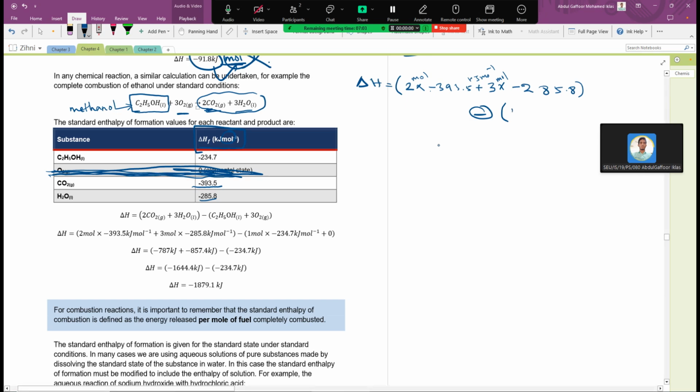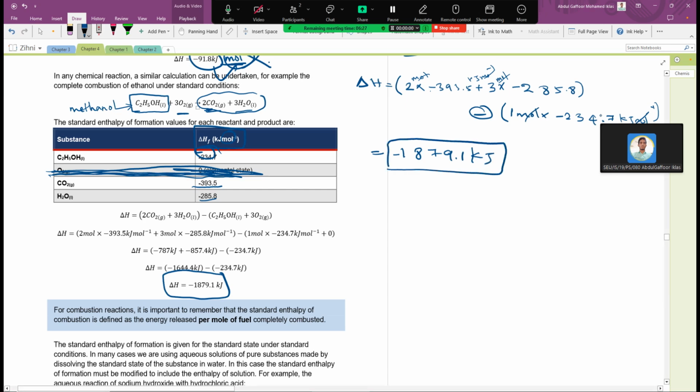Okay, so now you just see this is 1 mole. We have 1 mole into, for the formation of ethanol, this value minus 234.7 kilojoule mole minus 1. Now this mole and this mole minus 1 will all cancel. So if you just simplify this, you will get this answer, right? So delta H is equal to minus 1879.1 kilojoule. So from the value of delta H, you can tell whether this reaction is exothermic or endothermic.